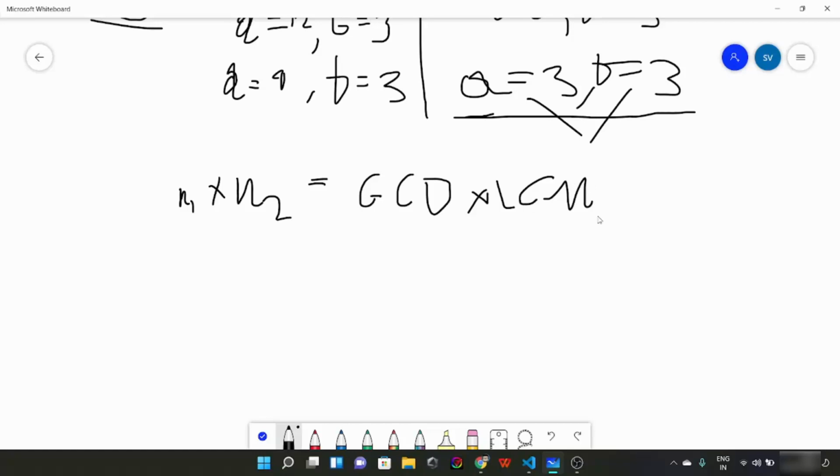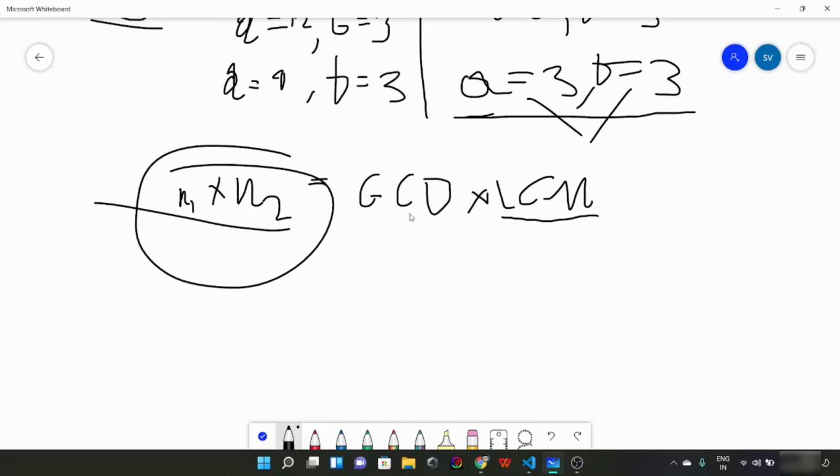So if you have to find the LCM here, what you have to simply do is find n1 into n2, which you can easily find, right? And then you have to find GCD through the above Euclidean algorithm, right? We also saw the coding part of how we have to do it. And then you just simply divide the product of both the numbers by GCD, alright? And that's how you find the LCM.